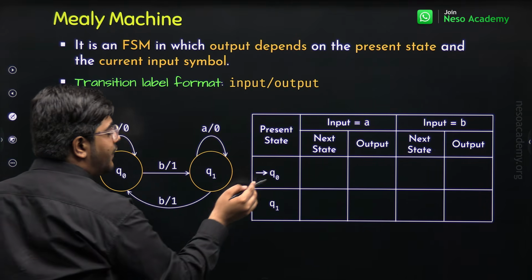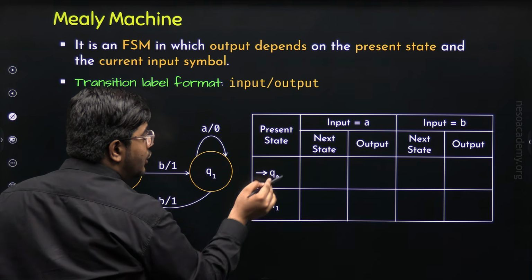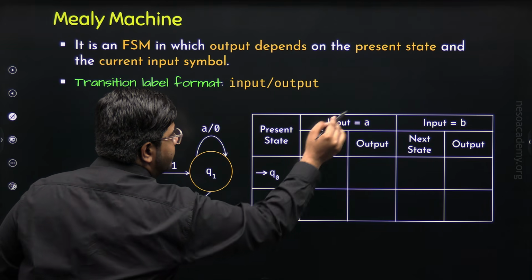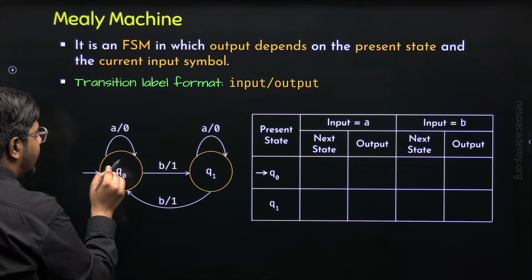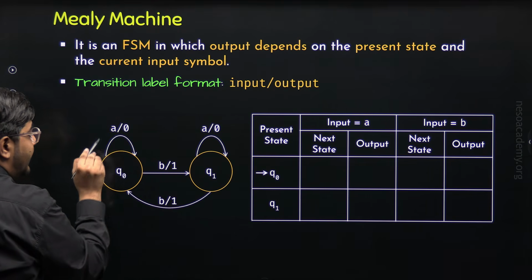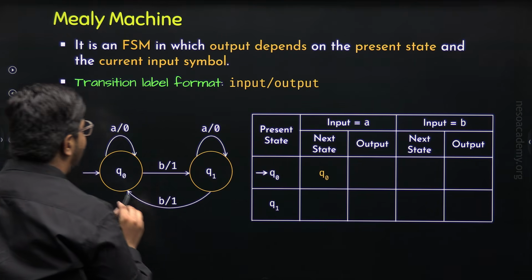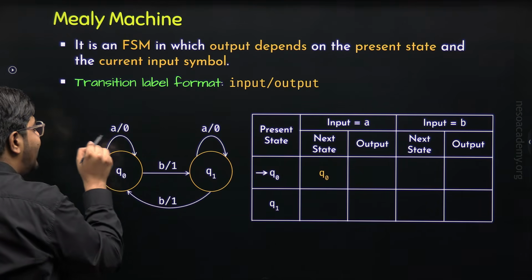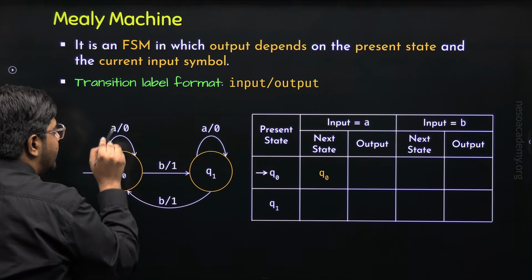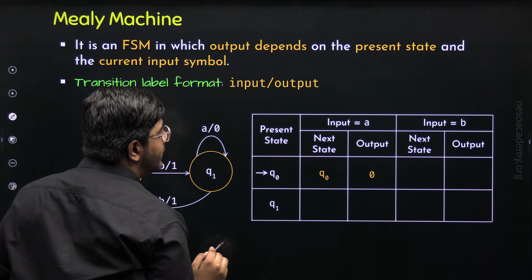Let's start with our very first state, which is Q0. So Q0 and input symbol A. Q0 and input symbol A, the next state is also Q0. So here we will write Q0. And Q0 and input symbol A, the output symbol is 0. So here we will write 0.